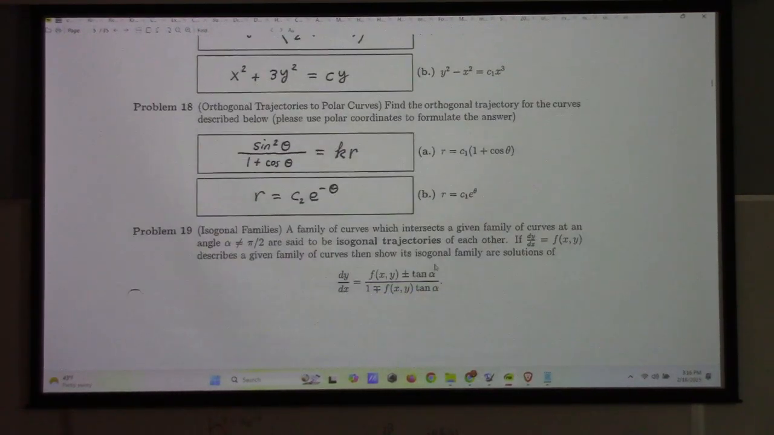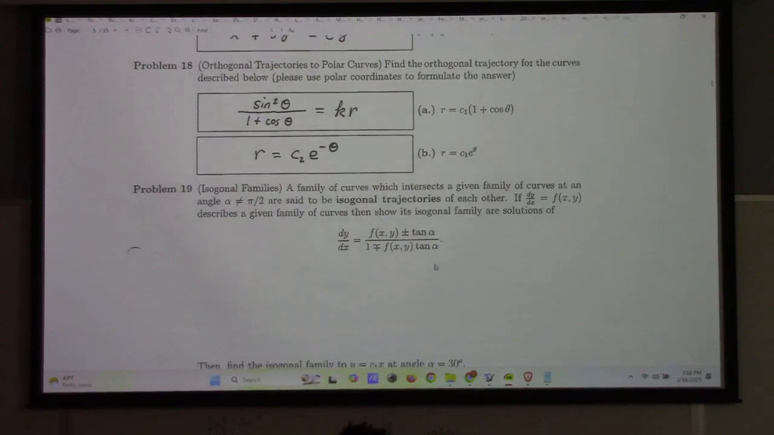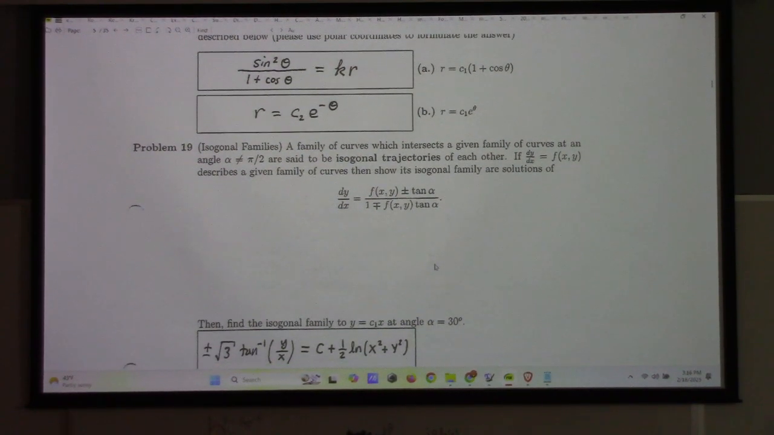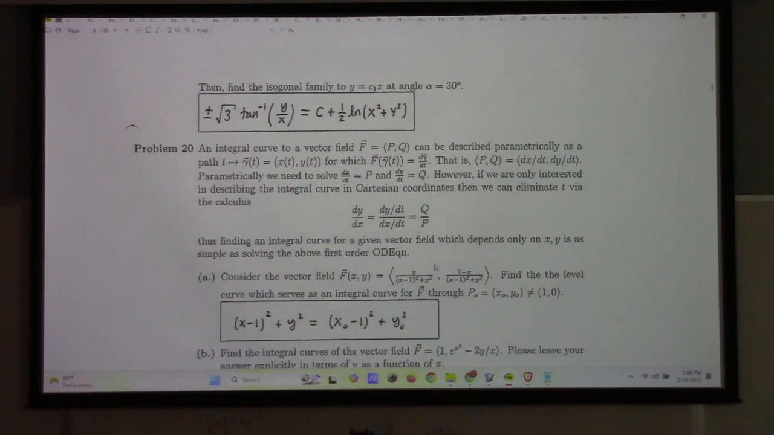I don't expect you to memorize or even know the polar trajectory thing. That was just for homework. That won't be on the test. This thing is not on the test. That was a challenge problem for homework.